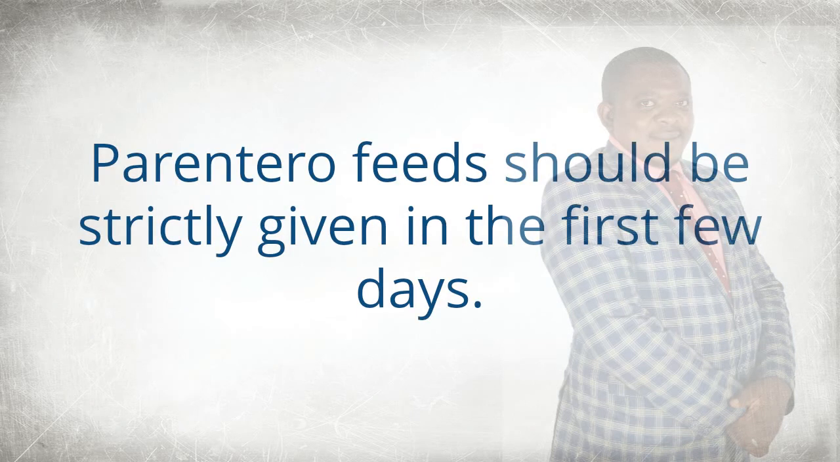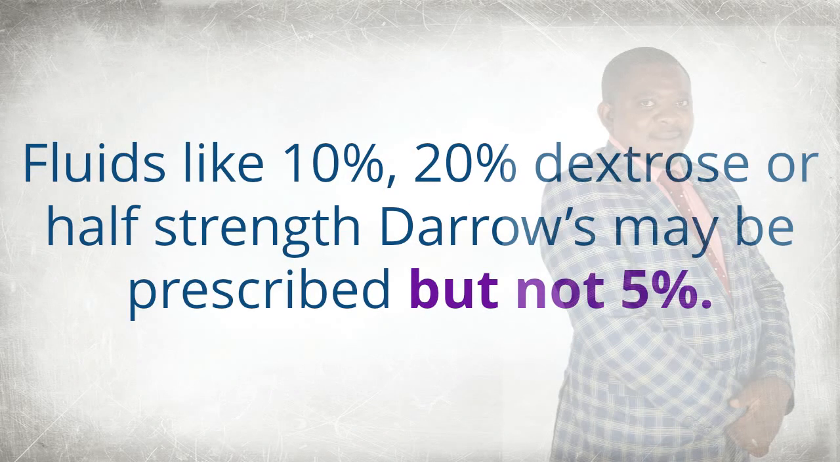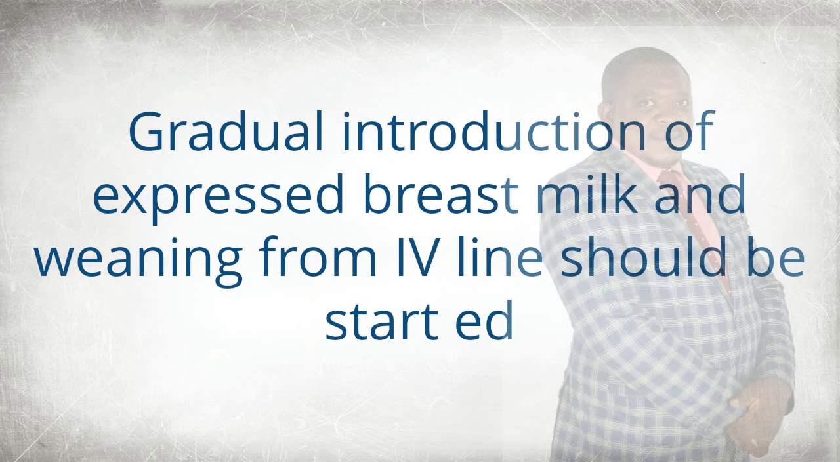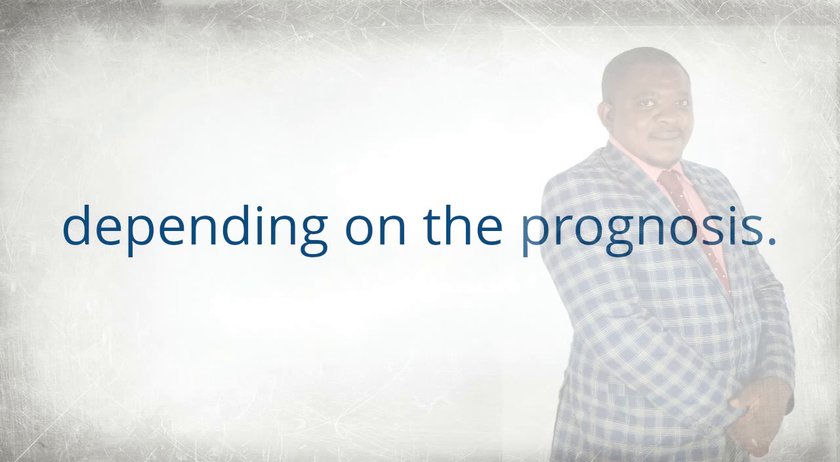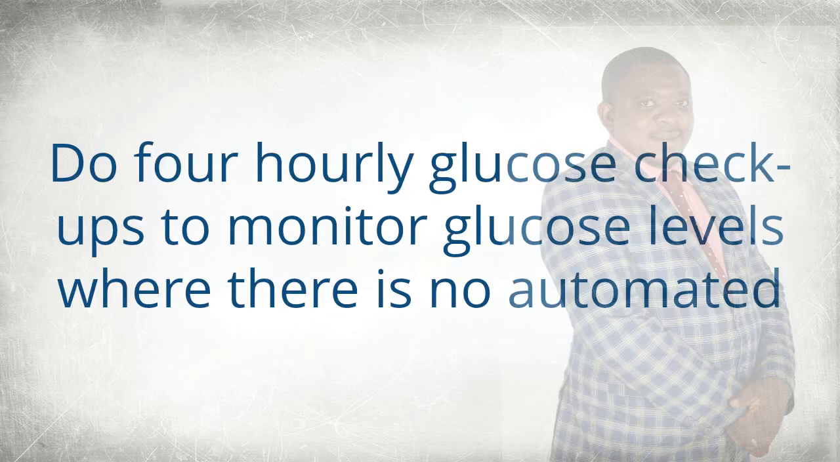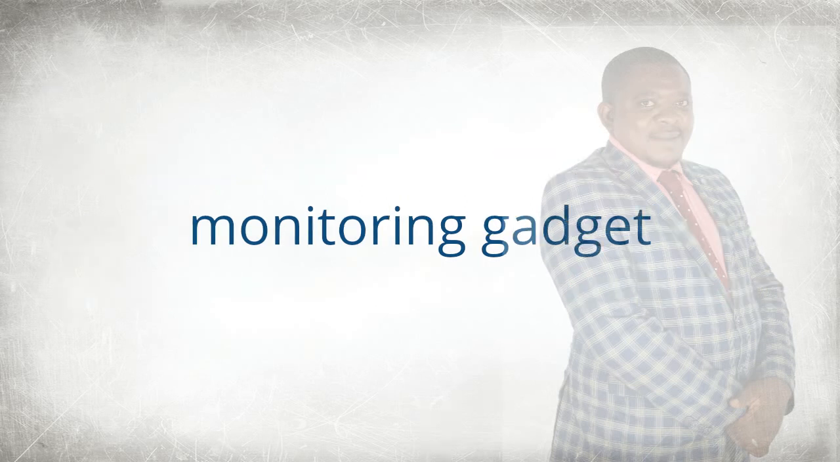Parenteral feeds should be strictly given in the first few days. Fluids like 10%, 20% dextrose or half-strength Darrow's may be prescribed but not 5%. Gradual introduction of expressed breast milk and weaning from IV lines should be started depending on the prognosis. Do 4-hourly glucose checkups to monitor glucose levels where there is no automated monitoring gadget.